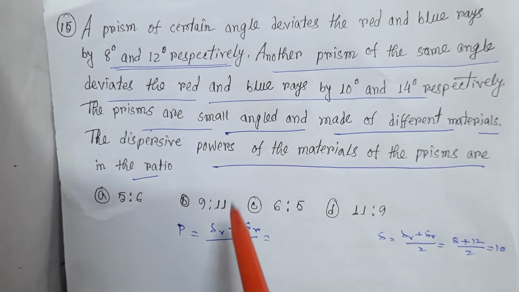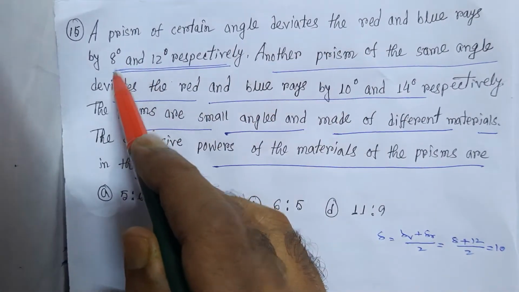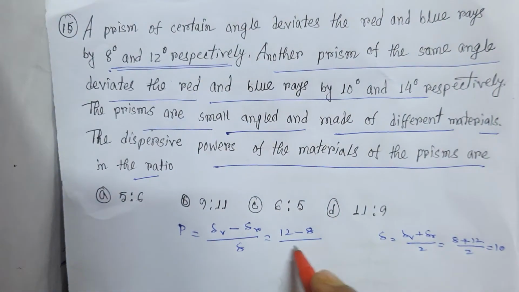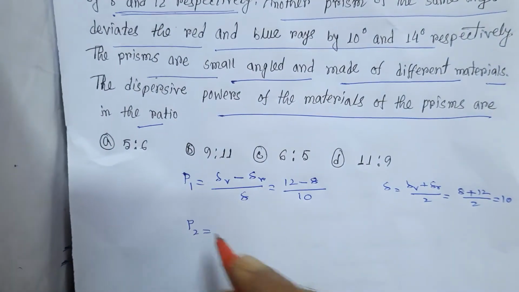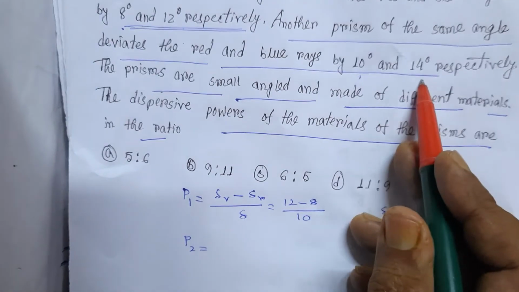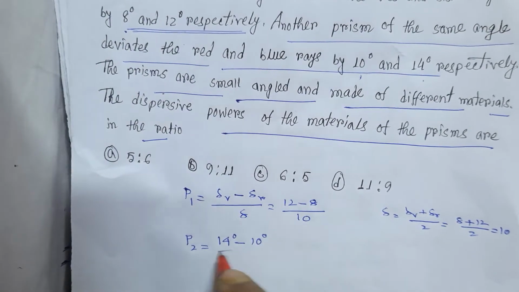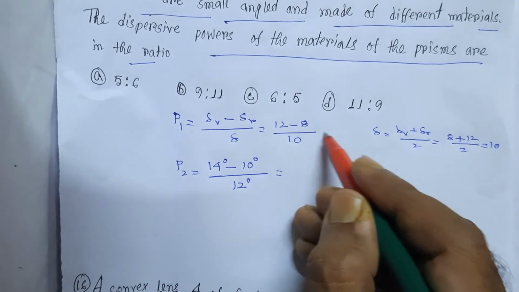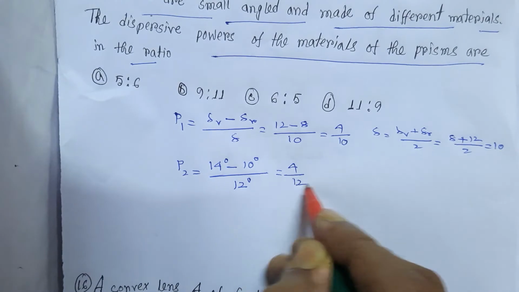So here delta V, blue rays are deviated more than red. Red is 8 degree and blue is 12 degree. So delta V 12 minus delta R 8 and delta is 10 degree. So we get P1, dispersive power of the first prism. Similarly, dispersive power of the second prism. Here delta red 10, delta violet 14, so 14 degree minus 10 degree by delta, which is the average of the two, that is your 12 degree. So it is 4 by 10 for the first case and this is 4 by 12 for the second case.